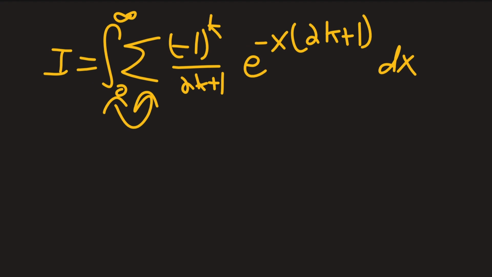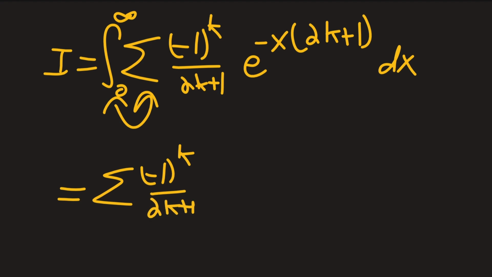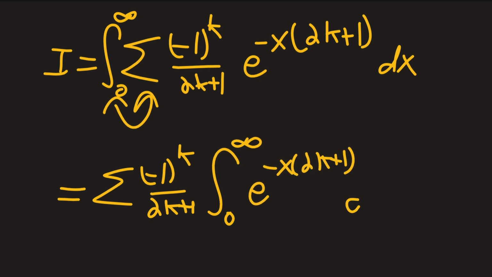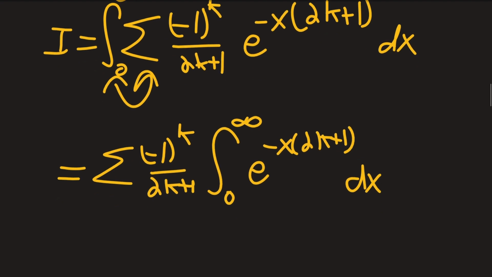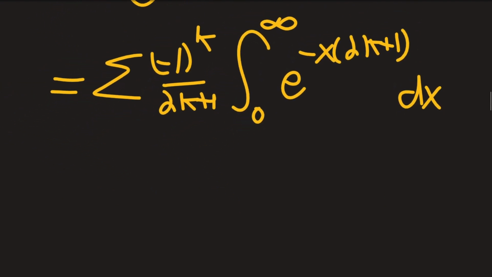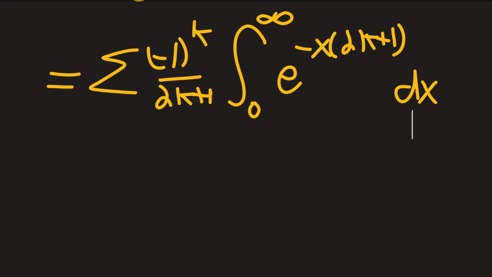Switch the operators around, leaving us with our integral equal to, oh goodness me, I cannot write a sigma today, the sum of negative 1 to the k over 2k plus 1 times the integral from 0 to infinity of e to the minus x times 2k plus 1 dx. And we can evaluate this integral really simply because it's just an e to the minus x times something. You do this in the first calculus class you take.